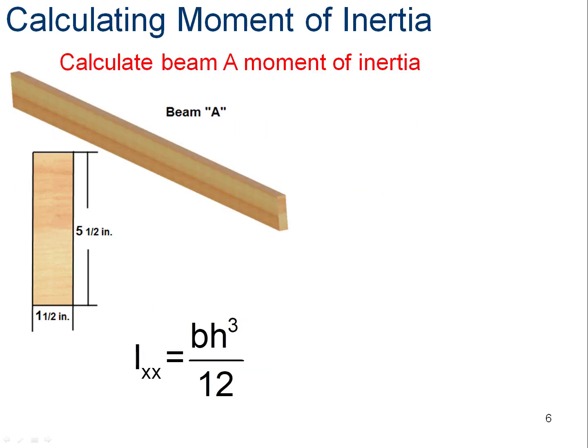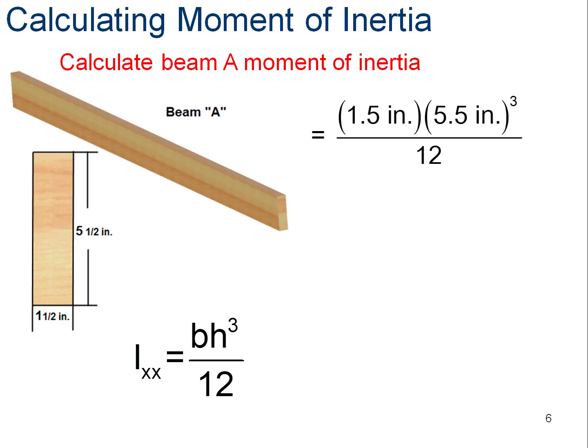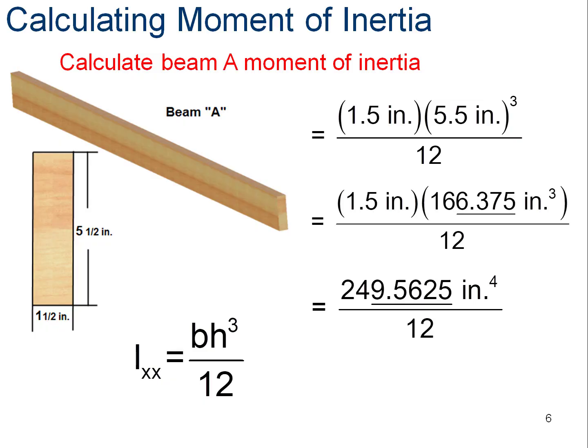So we look at the two moments of inertia. If I look at beam A, 5.5 inches tall, 1.5 inches wide, I do the math, and I boil it down to a moment of inertia of 21 inches to the fourth power. Now it's kind of important to remember that we're looking at the height to the third power. And because of that, minor variations in the height make major variations in the moment of inertia.